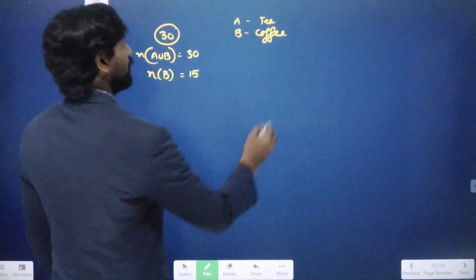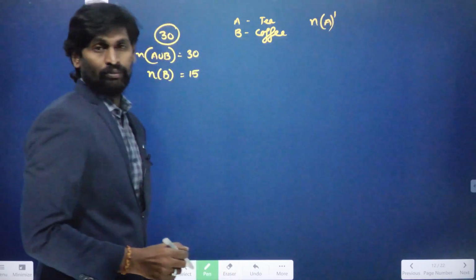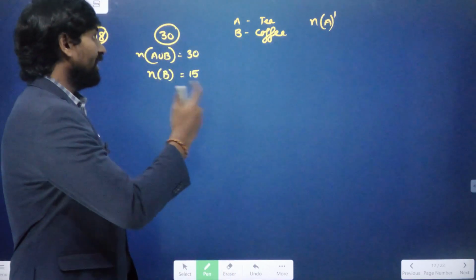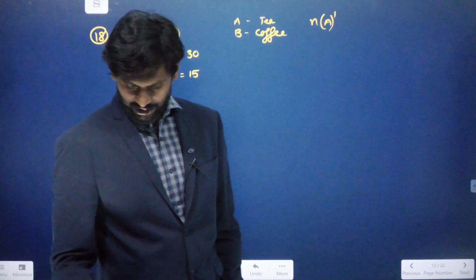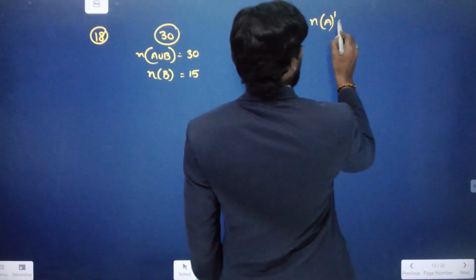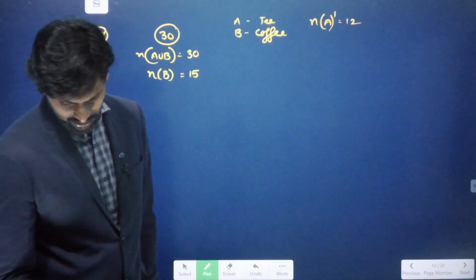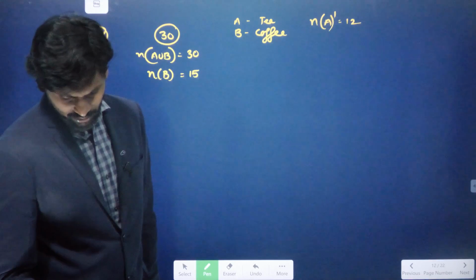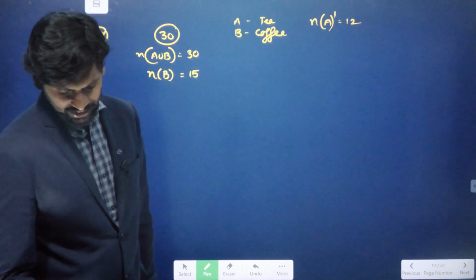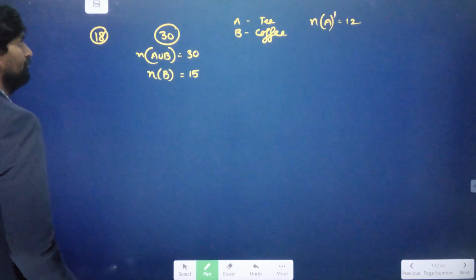Negative, that means A complement. This we should read as complement. A complement means not A. They are not taking tea. A complement value is 12 members. Okay. And what you have to find? The number of people who take tea. The number of people who take tea, we should find it.